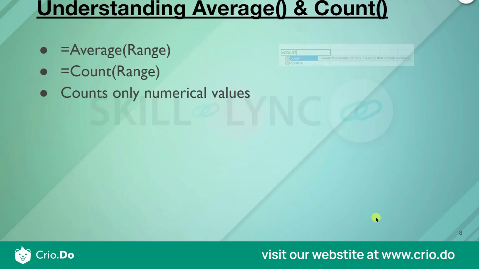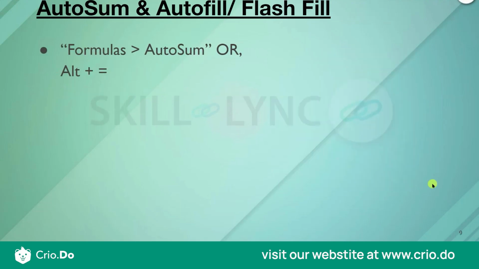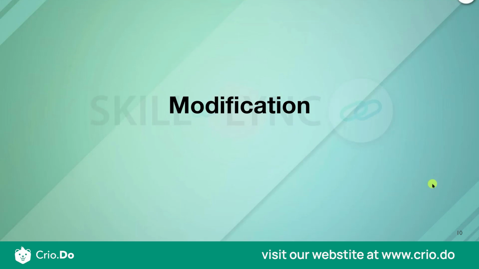Count only counts the numerical values. Even if we pass any alphabetical value, it will not count it, and by default it will be ignored. Then we covered AutoSum and the autofill option. We learnt about flash fill also, that is smart filling up in Microsoft Excel after detection of the pattern by Microsoft Excel only.